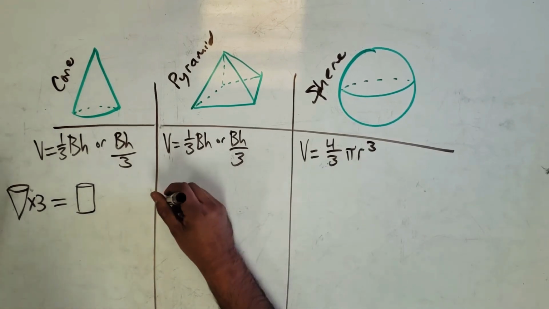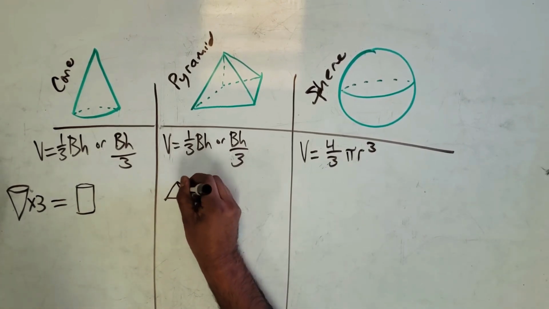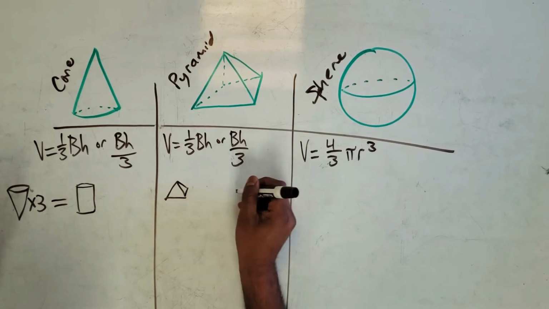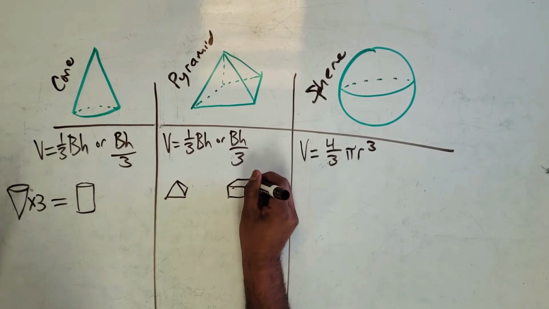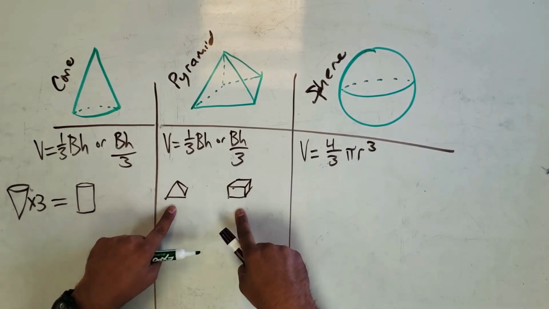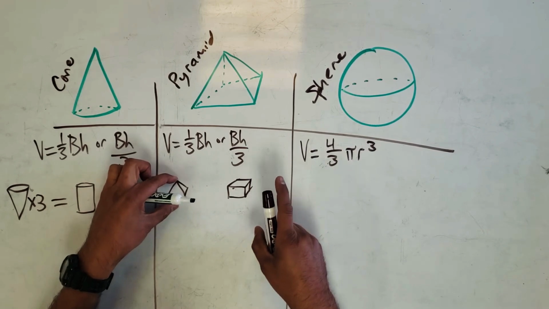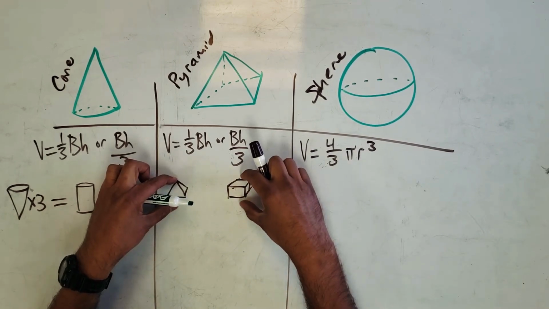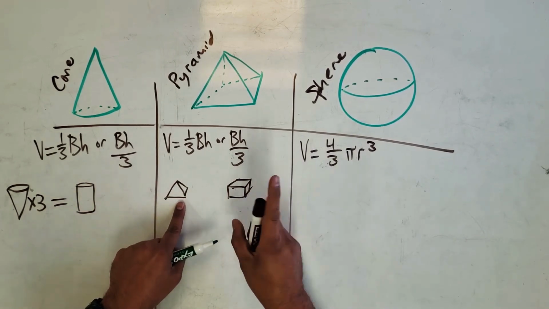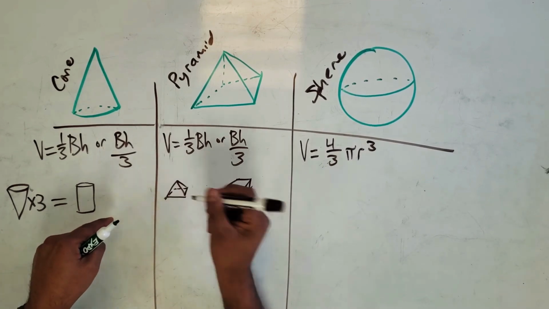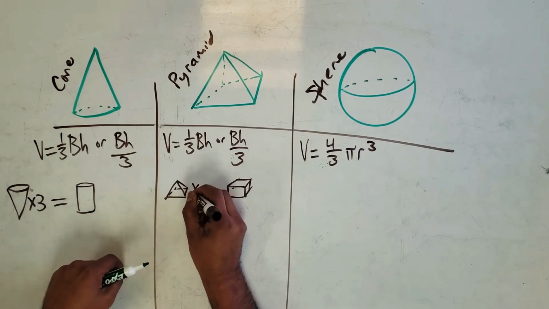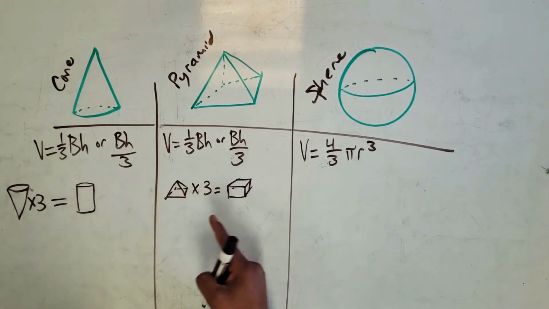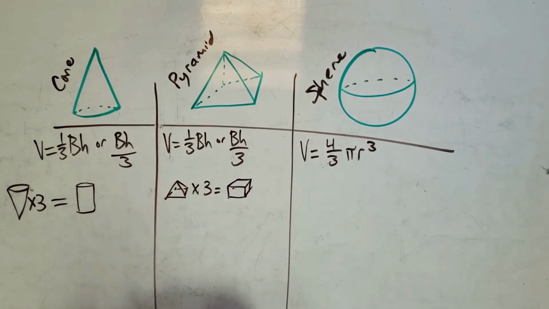And the same exact thing happens with the pyramid. If I had a box, let's draw a box. So if I had a box and a pyramid with the exact same height and the same base, the same square on the bottom, it would take 3 pyramids to fill out that box.